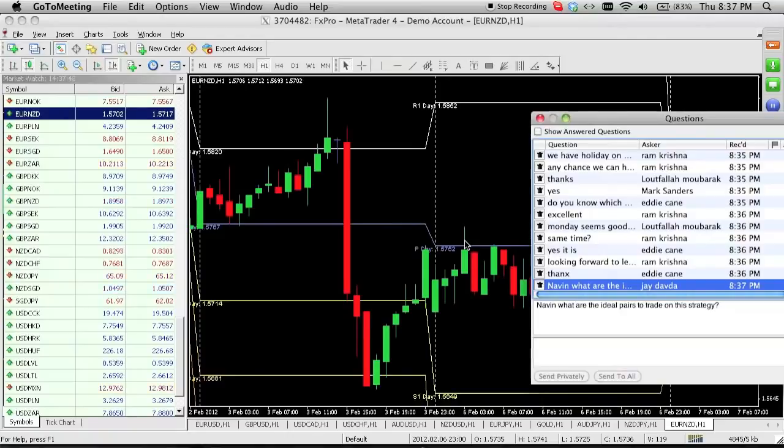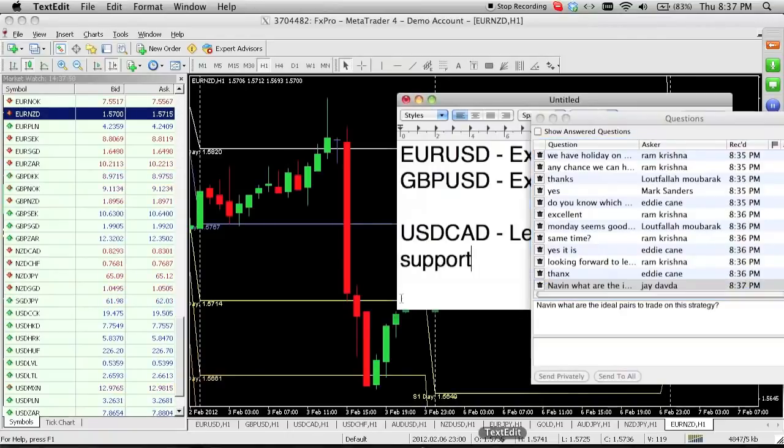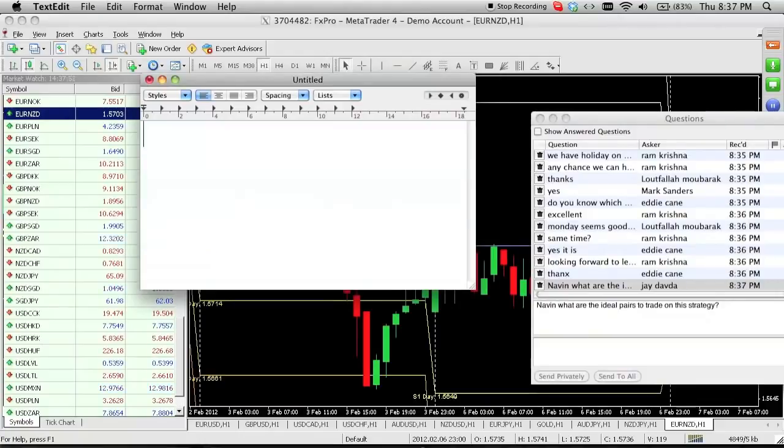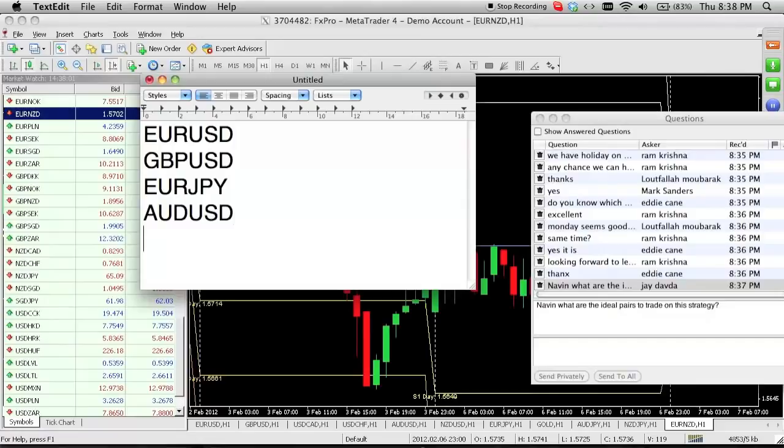Jay, Naveen, what are the ideal pairs to trade on this strategy? Okay, here's the 7 pairs that I trade. You can write this down. Euro USD, Pound USD, Euro Yen, Aussie USD, New Zealand USD. And then there are pairs that are opposite, which is US dollar Swiss franc and US dollar CAD. These are usually in the same direction, and these are opposite. That's a total of 7 pairs. These are my favorite pairs, and they work quite well with each other. And they include the majors as well.